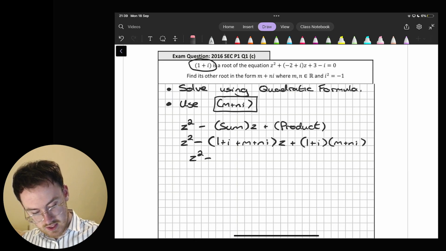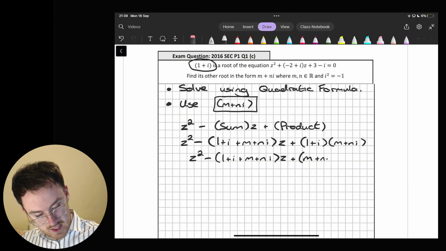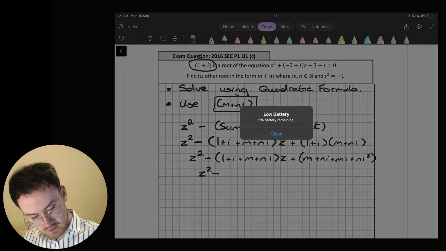Let's have a look then. Multiplying out here, we get m plus ni plus mi plus ni squared. And we can simplify.